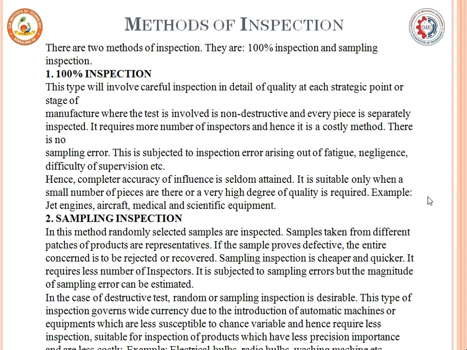Further, in the case of destructive testing, random or sampling inspection is desirable. Sampling inspection has gained wide currency due to the introduction of automatic machines or equipment which are less susceptible to chance variation and hence require less inspection. It is suitable for inspection of products which have less precision importance and are less costly. Examples are electric bulbs, radio bulbs, washing machines, etc.